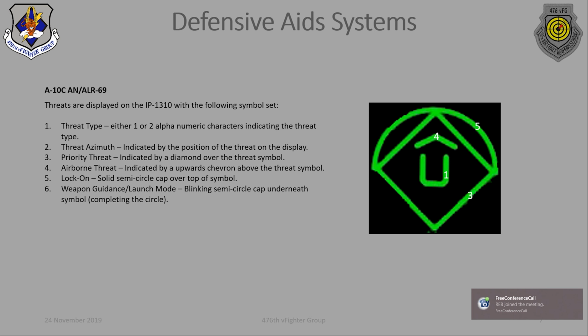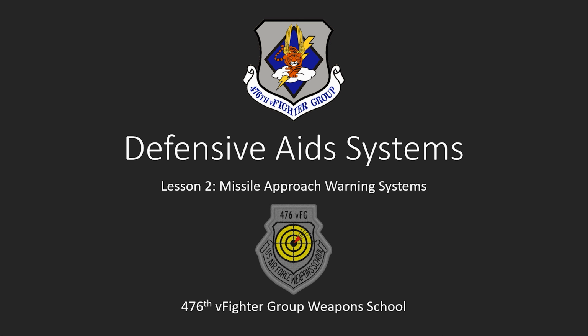You'll either have 1 or 2 alphanumeric characters denoting the threat, and the symbol will be presented on the threat azimuth, priority threat denoted by a diamond, airborne threat in DCS denoted by an upward chevron, lock-on, semicircle cap, and a weapon launch will be denoted by a semicircle below the symbol, which basically produces a full circle around the threat.